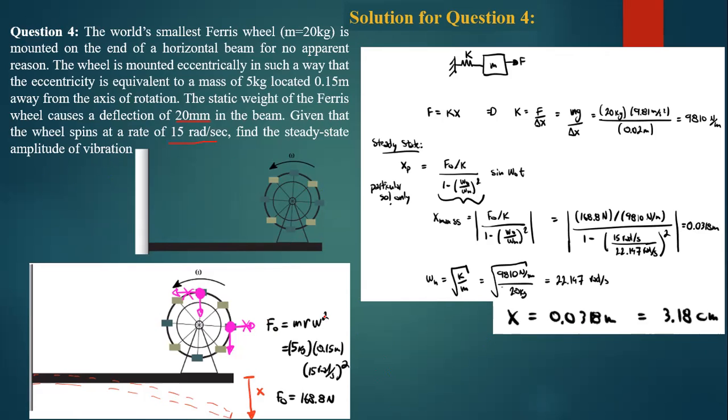So we are requested to find the steady state amplitude of the mass. Similar to the first question, we can draw the free body diagram. You see, these are the eccentric masses which are rotating like this. So this eccentric mass produces an excitation force. So F naught is equal to m r omega square, or mass times centrifugal acceleration, where the centrifugal acceleration is omega square r. So that gives us F naught, which is equal to 168.8 Newton.